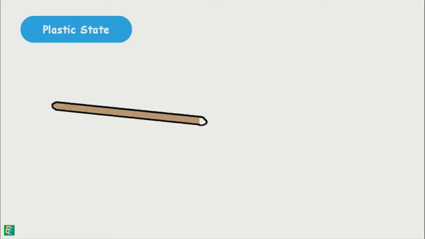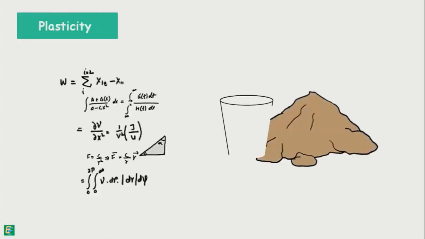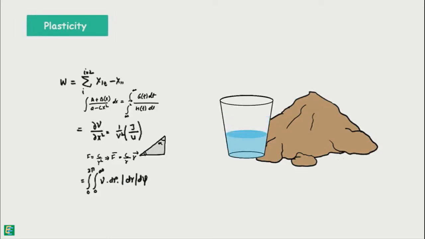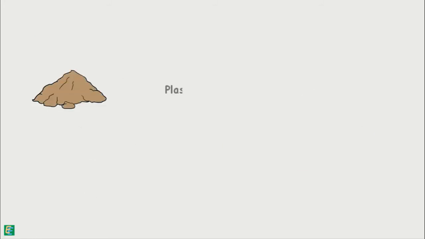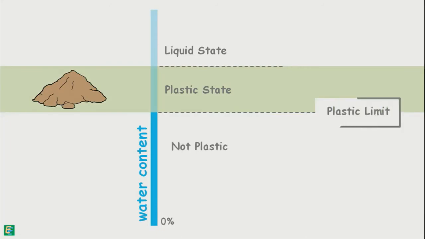In plastic state, soil can be rolled into threads without breaking them, and it can be molded in any shape. Plasticity of soil is calculated in terms of its water content. As the water content of the soil is reduced, the plasticity of the soil is also reduced. While soil is in the plastic state, if we reduce its water content, soil reaches a point below which it stops behaving as a plastic material. That water content is called plastic limit of soil. At this water content, soil loses its plasticity.